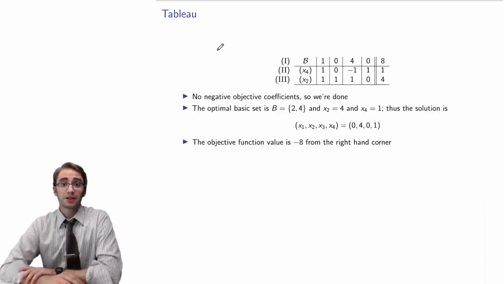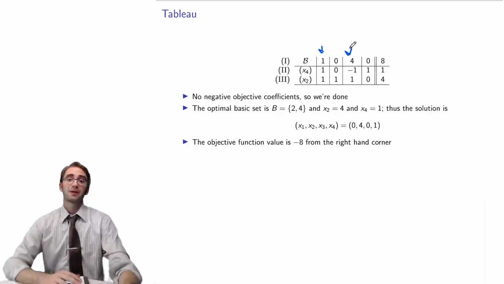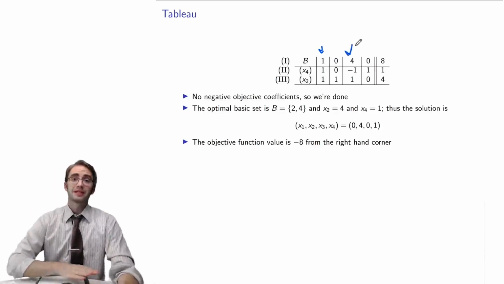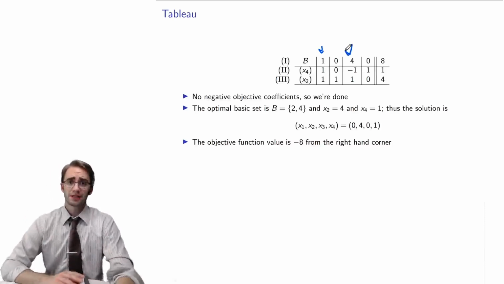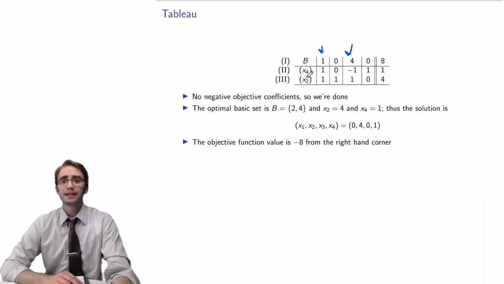And now you look at your solution and you say, oh, I'm done. There's no negative coefficients. All right, and now this is the best part about simplex tableaus, which is that all of the solution is completely readable from this tableau. This tells me that x4 is equal to 1. It tells me that x2 is equal to 4. Of course, the other variables, x1 and x3, are equal to 0. And so I've got my solution.